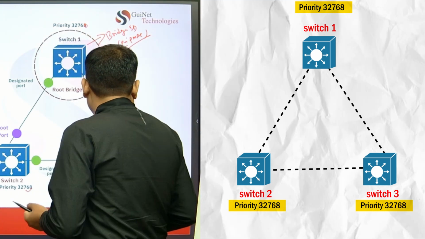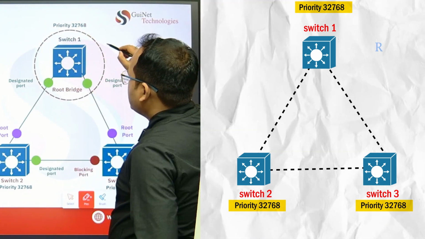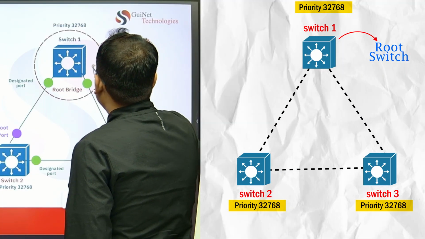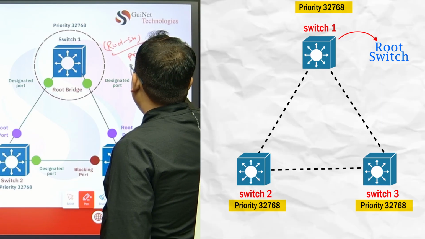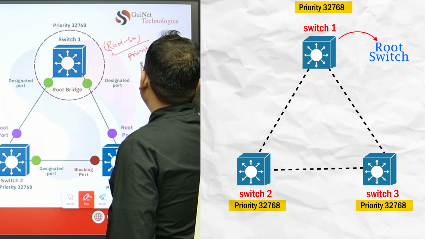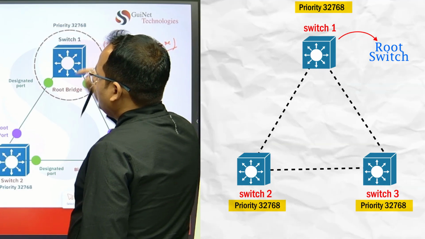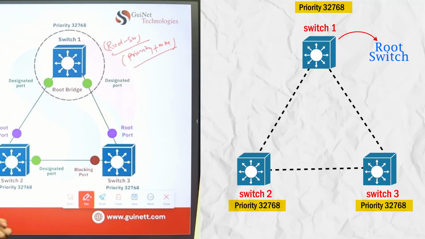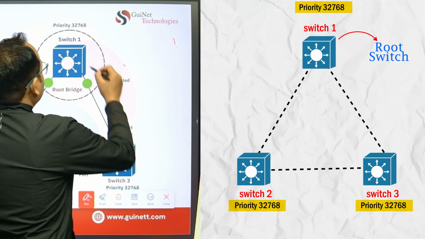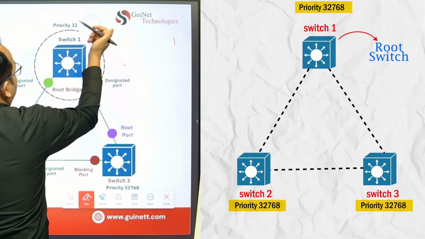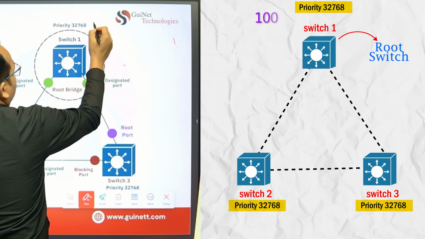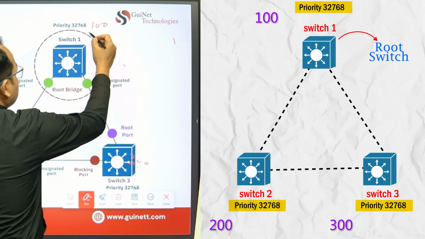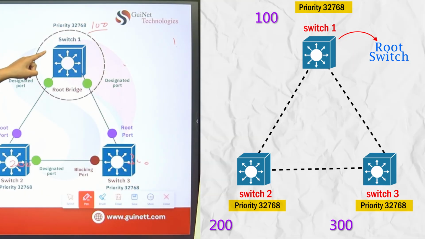Let's suppose this is my switch. In this, who is going to be my root bridge or root switch? The root switch is going to depend on the priority plus MAC address, meaning this value is going to be lower. Let's suppose priority by default is lower, so there is no significant role of the MAC address. Let's suppose this switch has a priority of 100, this is going to be 200, and this is going to be 300. So by default, this is going to become my root bridge. This is known as the root switch.